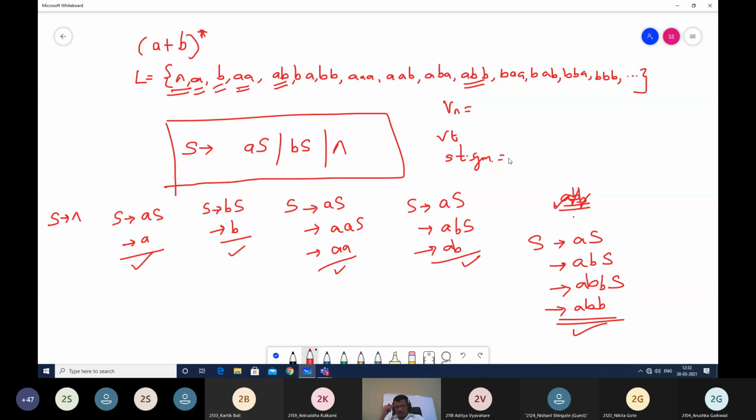Roll number 29, Rohit Patil. What is type 1 grammar? Type 1 grammar is also called context-sensitive grammar, in which alpha and beta belong to (VN union VT) star, and mod alpha is less than or equal to mod beta. Okay.